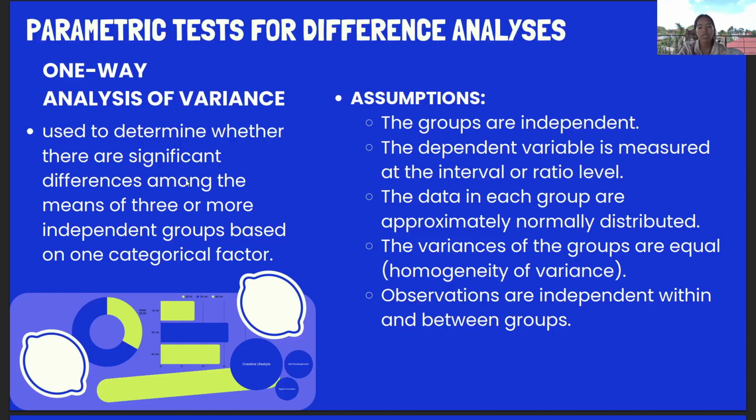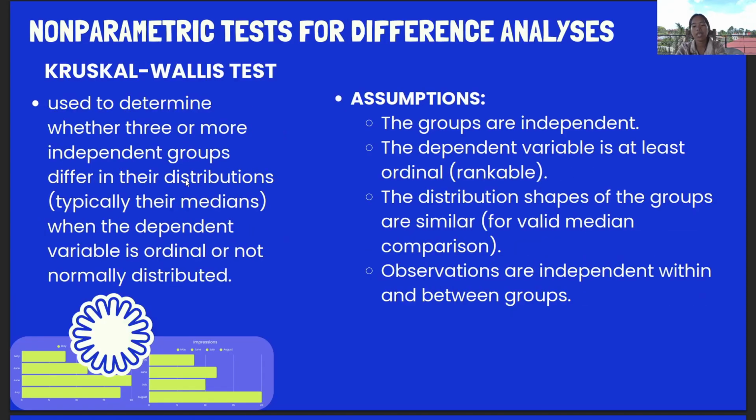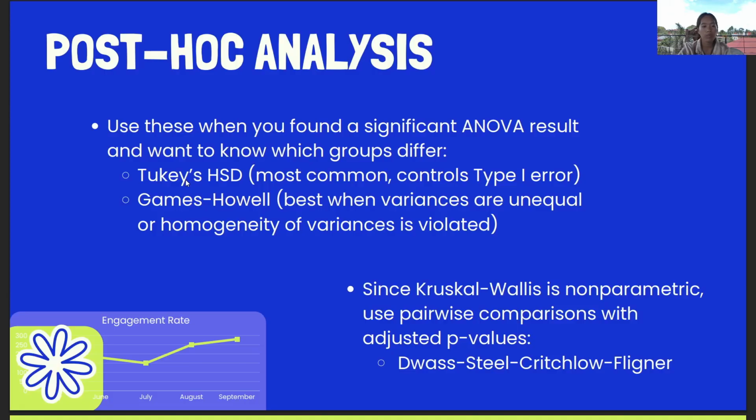And the fourth one is observations are independent within and between groups. Next, we have the Kruskal-Wallis test. It is used to determine whether three or more independent groups differ in their distributions, typically their medians, when the dependent variable is ordinal or not normally distributed. Its assumptions are the groups are independent, the dependent variable is at least ordinal, the distribution shapes of the groups are similar for valid median comparison, and observations are independent within and between groups.